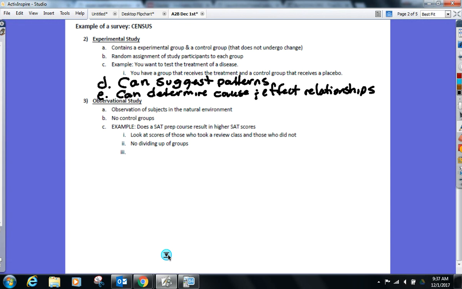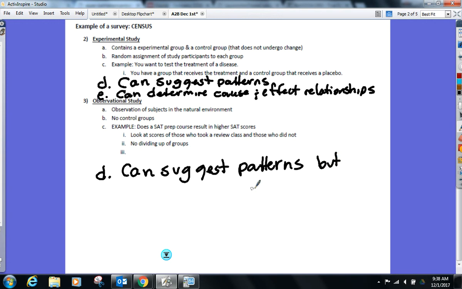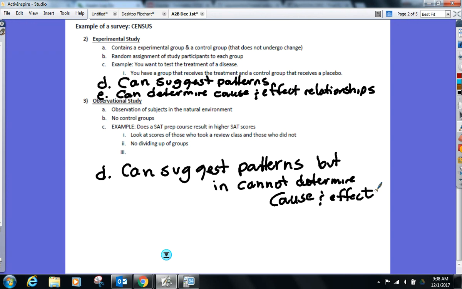All right, add something here for part D. And that is they can suggest patterns. Oh, it looks like everyone that took the SAT course did better on the SATs. But it cannot determine cause and effect. So let me try to get this straight with you guys. It looks like everyone who took the prep course did better on the SATs, but does that necessarily mean that because you took the prep course, that's why you did well? No, that would be an experimental study I'd do then to see if that happened, right? So that's why it cannot determine cause and effect.